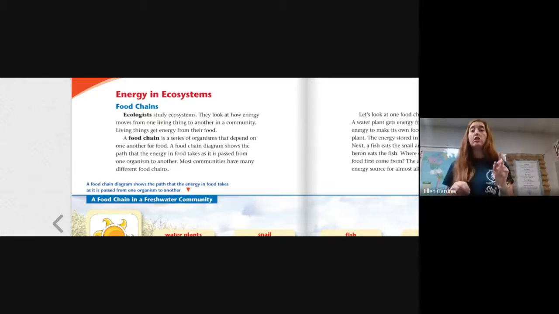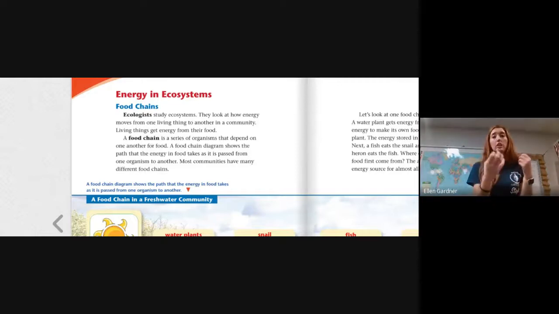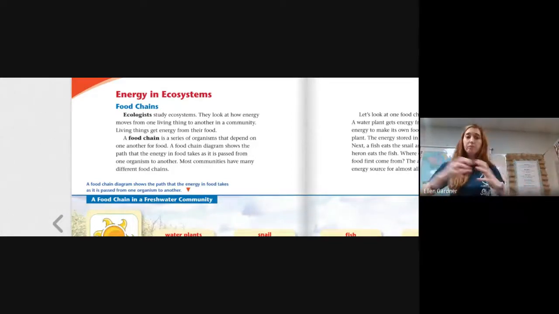Living things get energy from their food. Do you remember where energy comes from? The original source of it is from the sun. So sunlight gets captured by the plant that uses that energy in the process of photosynthesis to make its food, and then the animal that eats it gets a transfer of energy. That's this process of a food chain of energy being passed on from one to the other.